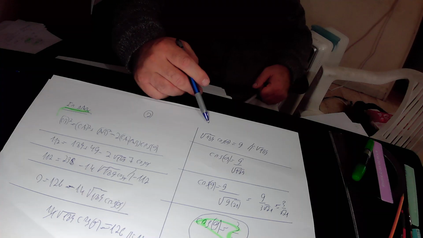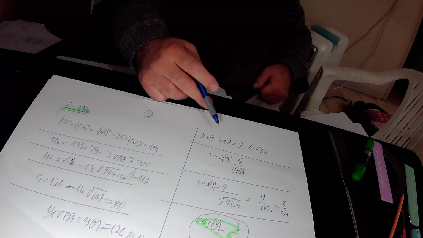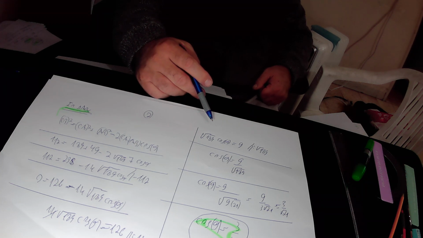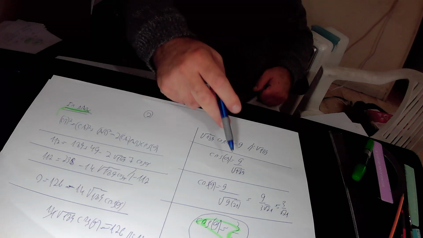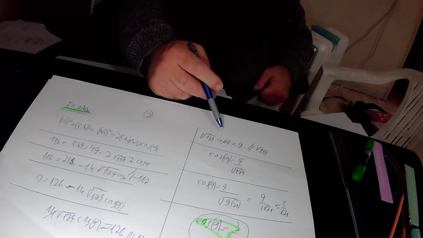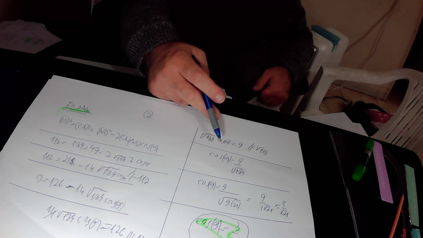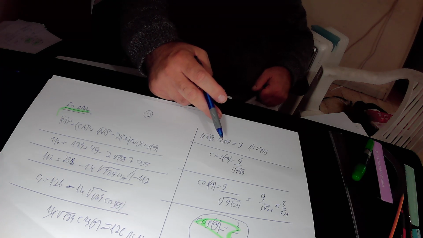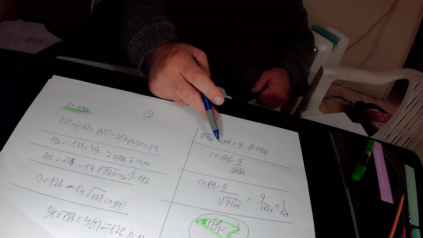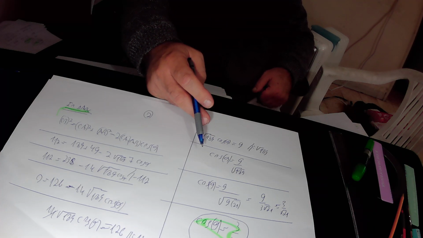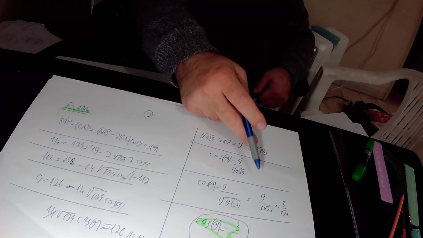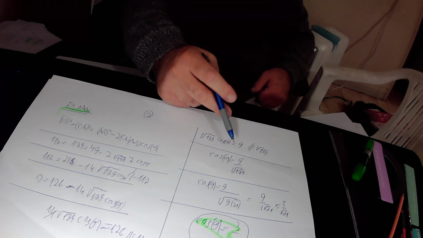Here we divided this equation by square root of 189. So we found out that cosine alpha equals 9 over square root of 189. We substitute 189 by 9 times 21. So cosine alpha equals 9 over square root of 9 times 21. We took 9 out of the root. The square root of 9 is 3. So in total cosine alpha equals 9 over 3 times, and inside the root we are left only with 21.